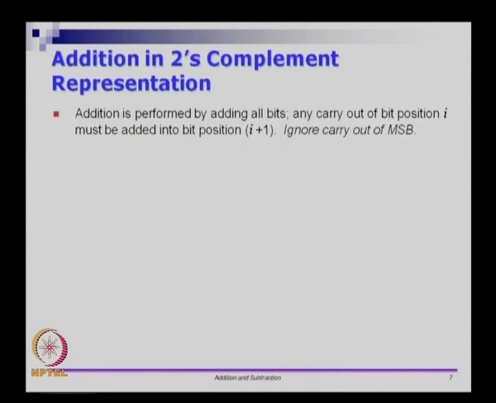Let us do addition in 2's complement representation before we go to subtraction. Addition is performed by adding all the bits as though they are unsigned numbers. Any carry out from one position should go to the next position, and the last stage carry can be ignored completely. In the 1's complement we took the last stage carry and added it back. In 2's complement, when you add two numbers, you do not have to do anything with the last stage carry. Let us look at an example.